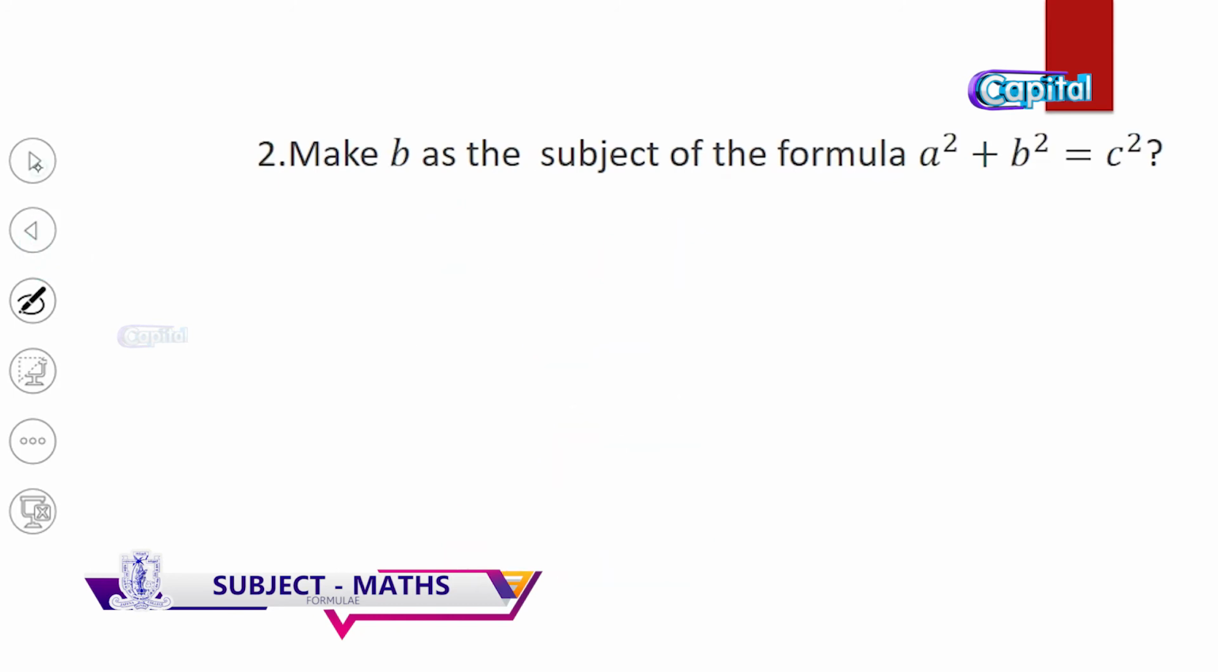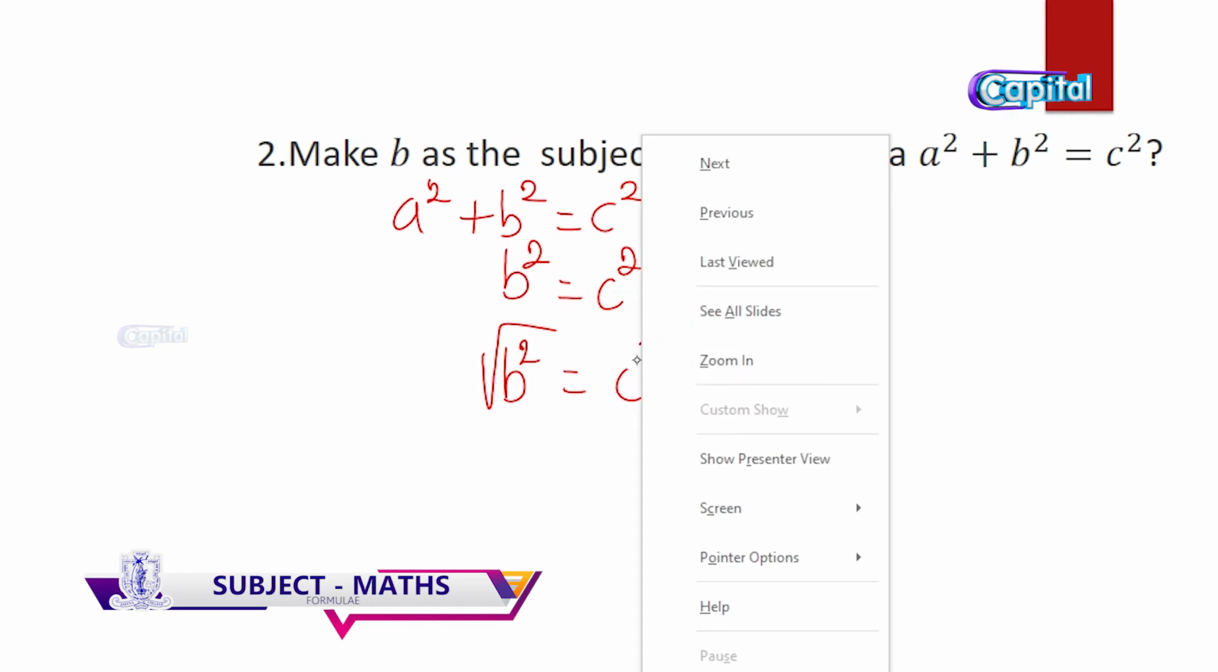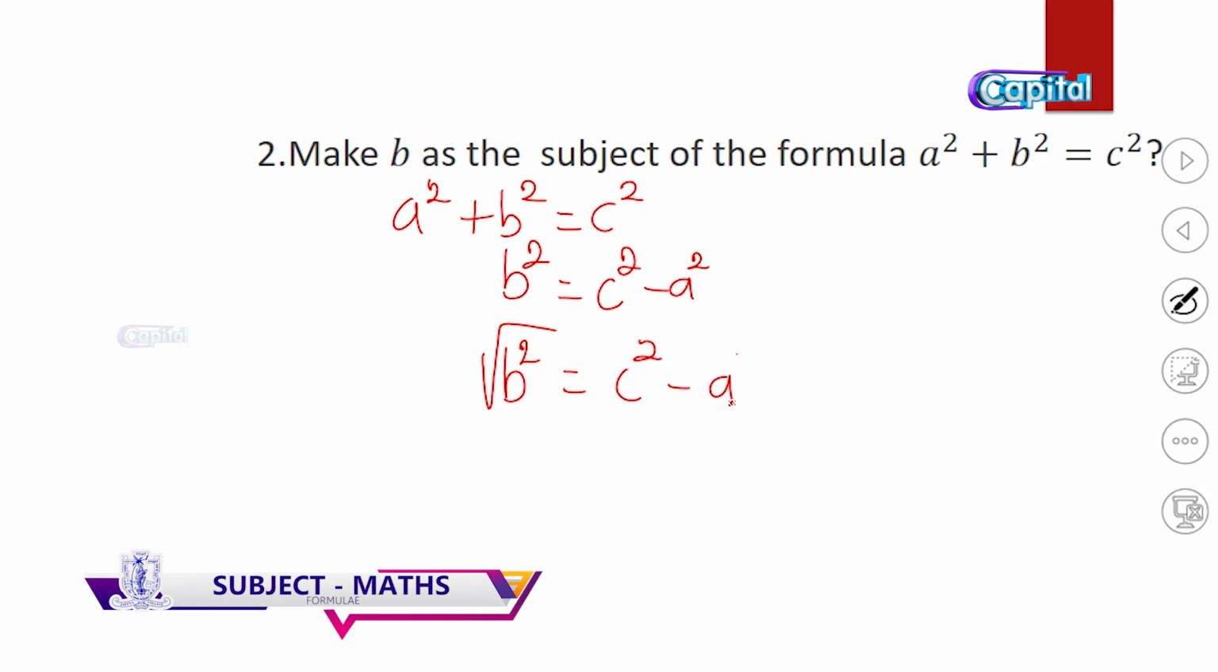Now let's move to the next question. In the formula a squared plus b squared equal to c squared, we have to make b the subject. First, we have to make b squared the subject. For that, we have to subtract a squared from both sides. By simplifying, we obtain the answer b squared is equal to c squared minus a squared. Then we have to take the root of both sides to remove the square on the b, root of c squared minus a squared. By simplifying this, we obtain b is equal to root of c squared minus a squared, with b as the subject. And this is the answer.